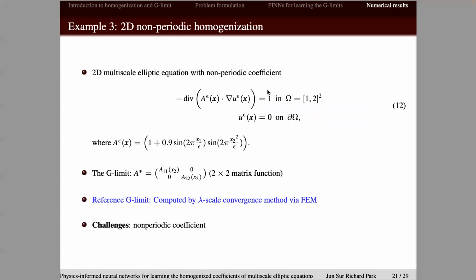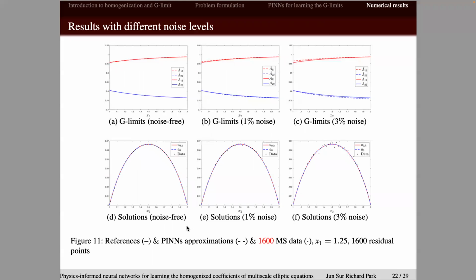Okay, so here I would like to show another example. Here we have 2D and non-periodic homogenization. So we have this type of elliptic multiscale equation. And if you look at our multiscale coefficients here, it's not periodic in terms of x2, right? So this is a non-periodic case. This example can be handled by the so-called lambda scale convergence method via FEM, but it's not one of the traditional homogenization methods. So the challenges arise here because of the non-periodic coefficient we have. So it will be interesting to see how our method performs with this example.